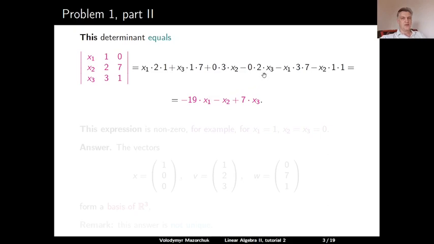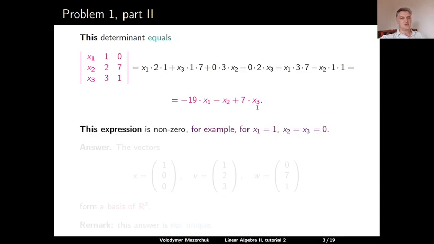And then we have minus x2 here. Here we have 0 at x2, and we have 7x3 here, and here we have 0 for x3. So our determinant equals minus 19x1 minus x2 plus 7x3.